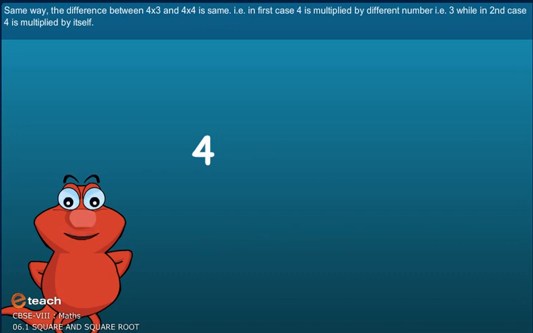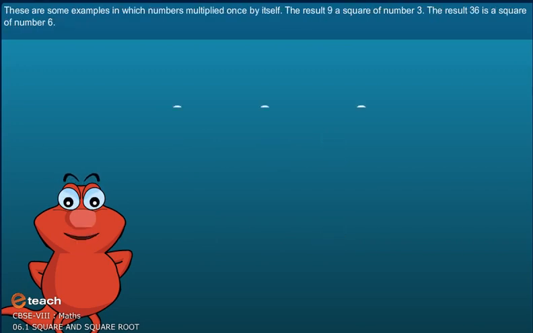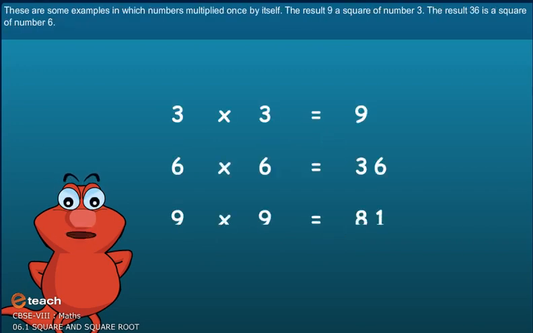In the same way, the difference between 4 multiplied by 3 and 4 multiplied by 4 is the same. That is, in the first case, 4 is multiplied by a different number, that is 3, while in the second case, 4 is multiplied by itself. These are some examples in which numbers multiply once by itself.